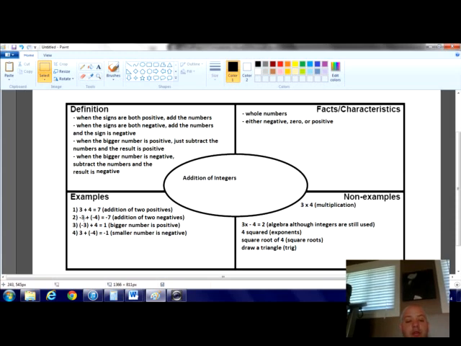Then I said number 2, negative 3 plus negative 4 equals negative 7. Addition of 2 negatives. Negative 3 plus 4 equals 1. The bigger number is positive. And 3 plus negative 4 is negative 1. The smaller number is negative. Those are my 4 examples.